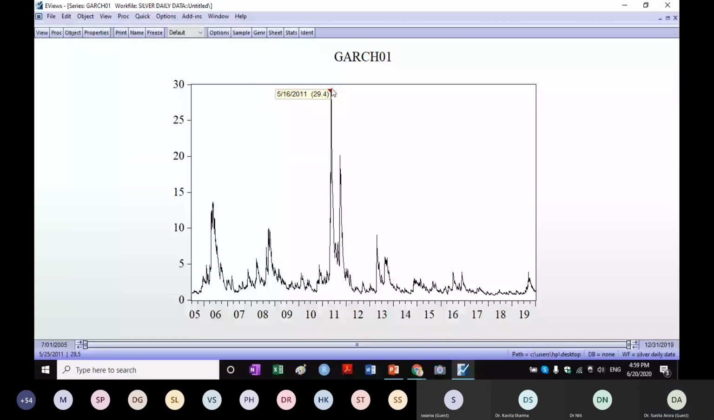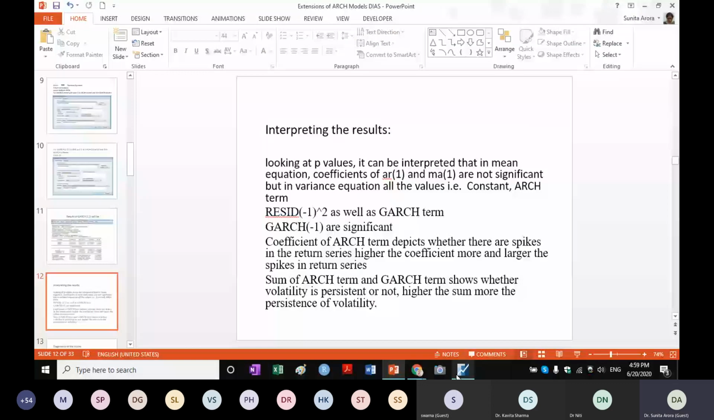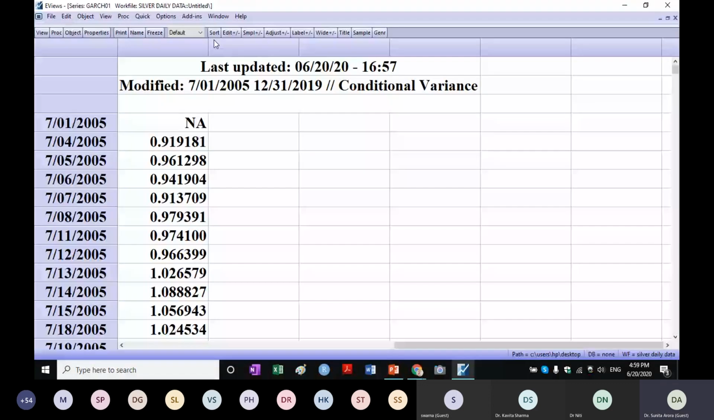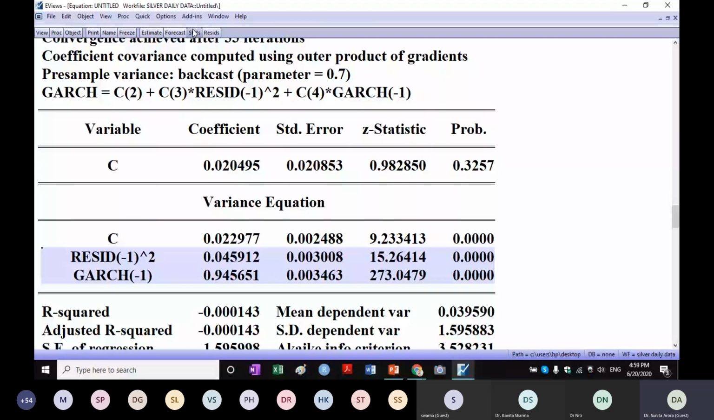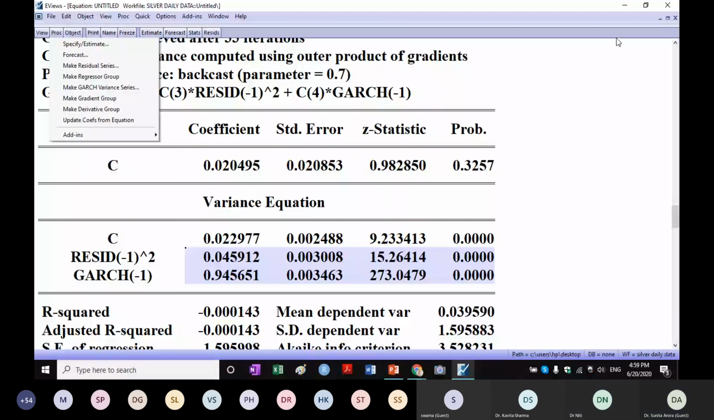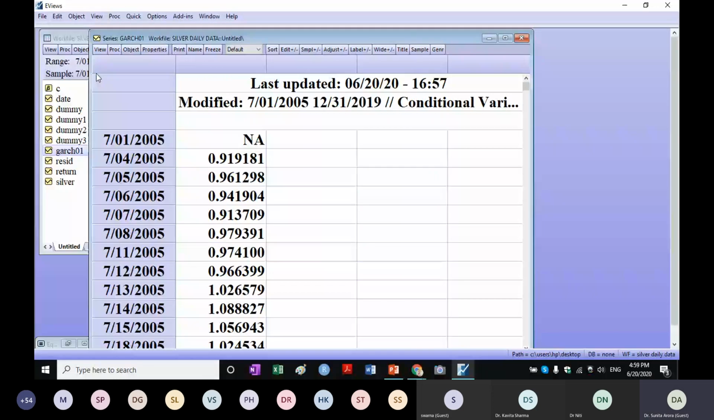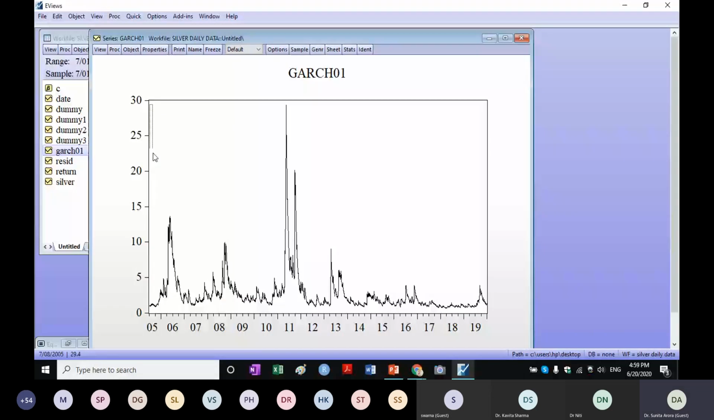You may interpret that there are significant spikes and volatility persistence is significant. Only these two things. On the basis of this you can't say the time varying volatility. What is the volatility? I showed you the GARCH 01 view graph. You may say this much is the volatility. See, this is the value. Clear? On this particular day volatility was this, but because it is time varying, we can't say it for a particular day.